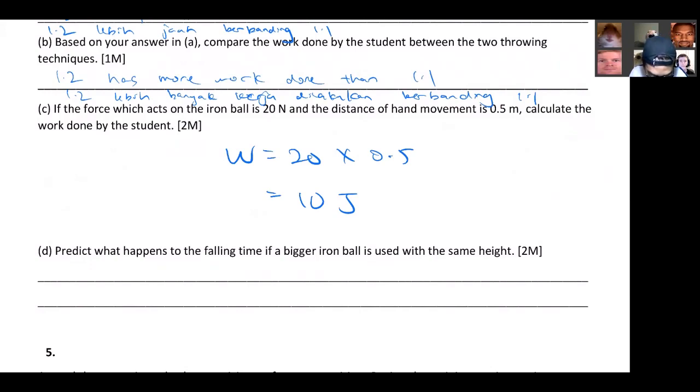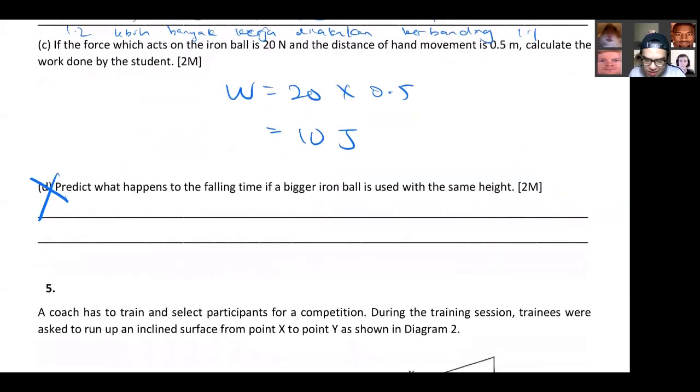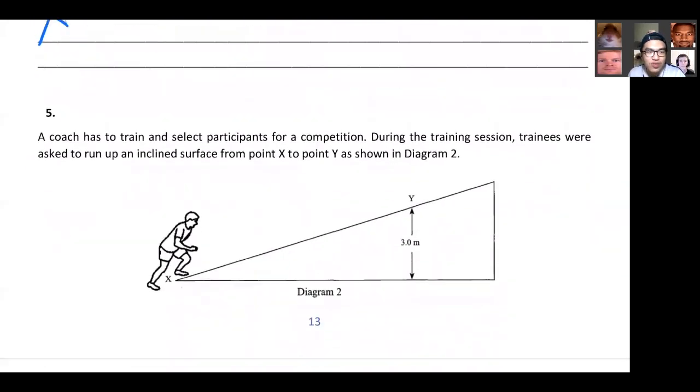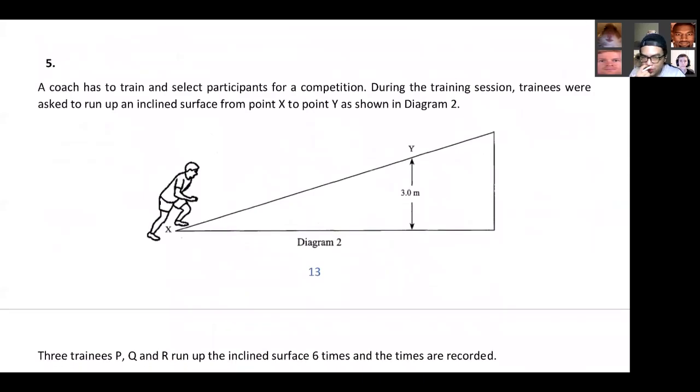This is a bit related to gravity really. I'm not going to talk about this question, because this is physics stuff. In fact, this question is a physics question. So let's skip.